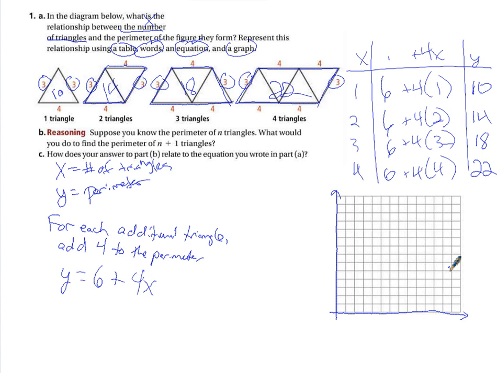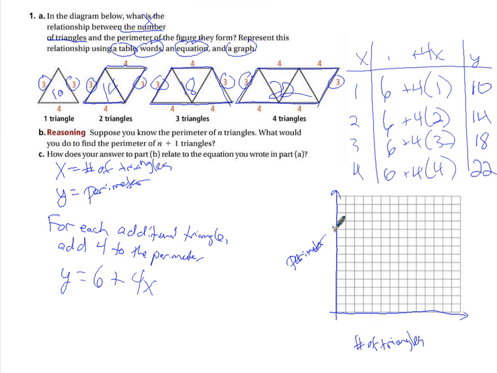The next thing I need to do is tell what is going on each axis. So for my horizontal axis here, what's that going to be? Yes, it is the x-axis, and we called x the number of triangles. So I'm putting number of triangles here, which makes perimeter on my other axis.